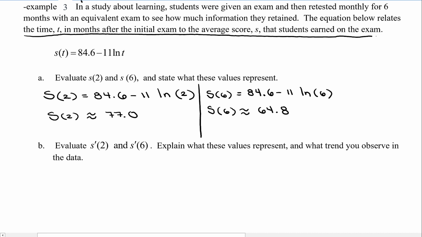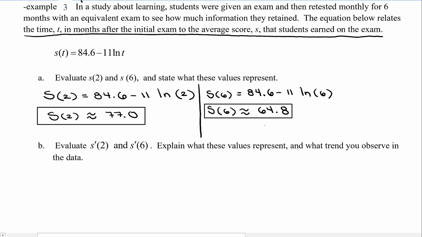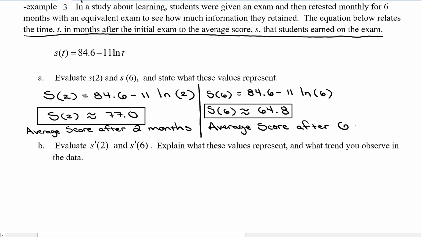The time t in months after the initial exam to the average score S that students earned on the exam. I'm also going to box these answers in. And so let's go ahead and write this in. For S of 2, this is going to represent the average score after 2 months. So 77 would have been the average score after 2 months from the initial exam for those students. And S of 6, which was approximately equal to 64.8, is the average score after 6 months from the initial exam that the students took. Let's go ahead and box in those explanations of what the values represent.